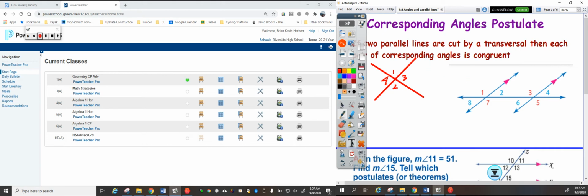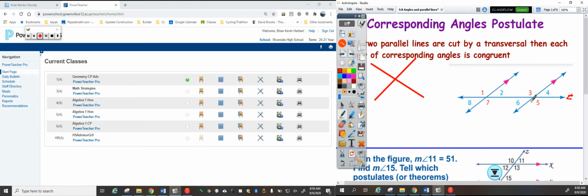We use this when we go into parallel lines, because here I have two parallel lines that are cut by a transversal. This is a transversal. When I do this, I create angle relationships that you're going to have to know the names of. The first one is going to be corresponding angles. These are angles that are on the same side of the parallel line and the same side of the transversal. So 1 and 3 correspond. 2 and 4 correspond. 8 and 6 correspond, and 7 and 5 correspond.